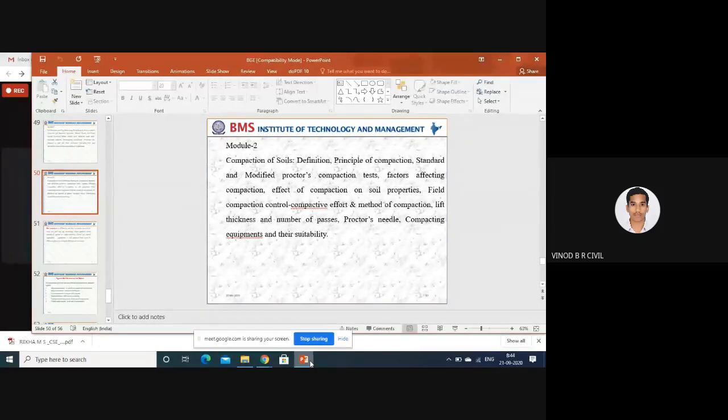And what are the factors affecting compaction? For example, water table, void ratio, cohesive property, and angle of internal friction. These are some of the factors we will discuss in the upcoming class. Next, the effect of compaction on soil properties, what effects you can see after compaction. Field compaction control, compactive effort and method of compaction, lift thickness and number of passes, Proctor needle, compacting equipment and their suitability. These are all the contents in the second module.